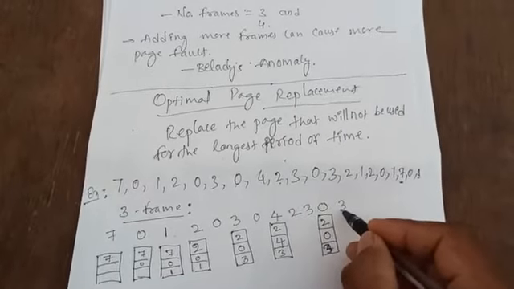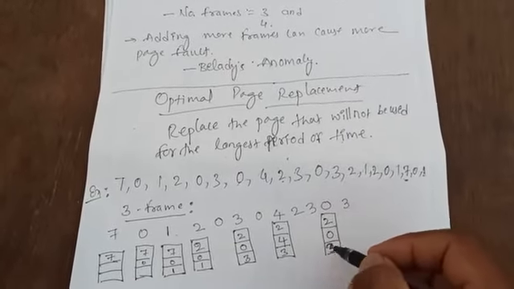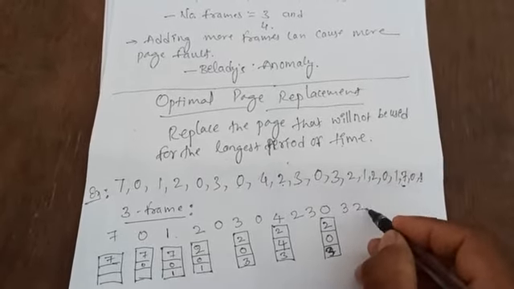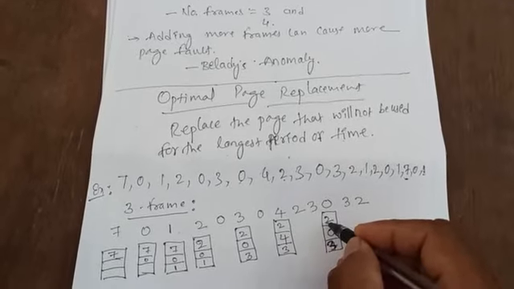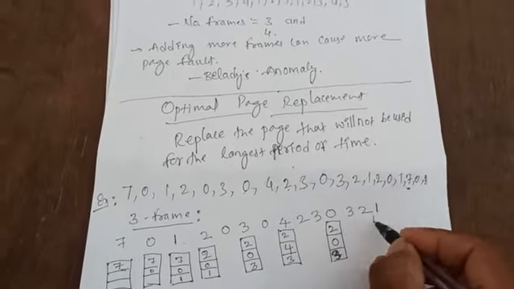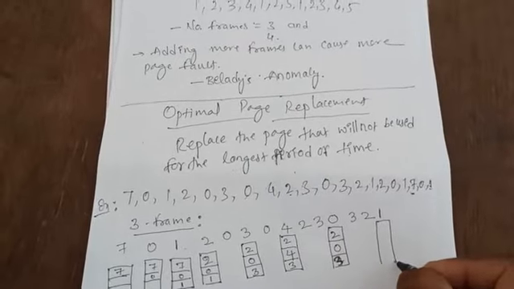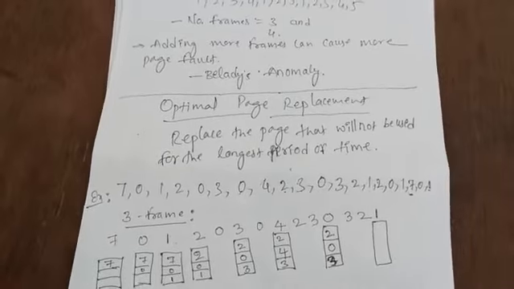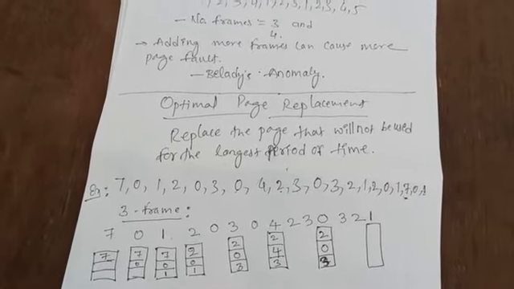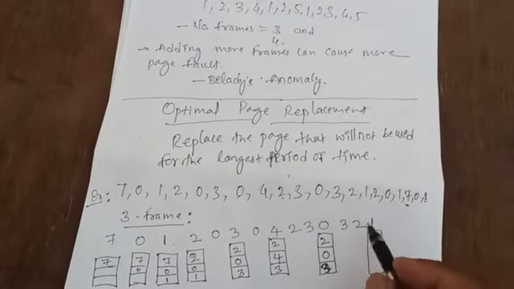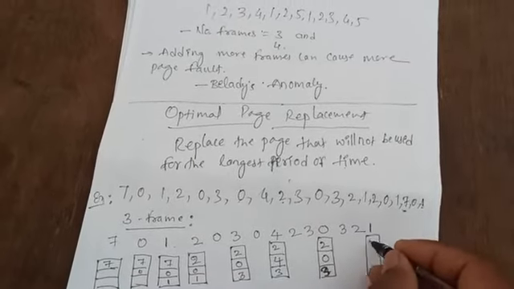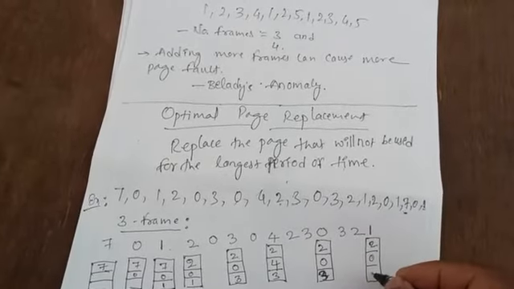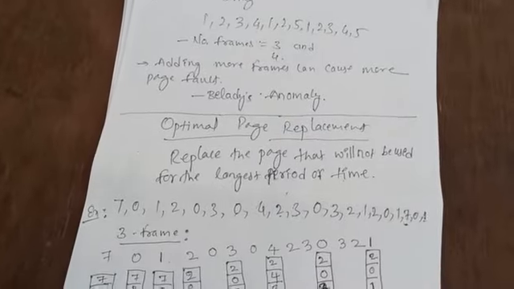Now the next sequence is 3. The page is already in the memory, so there is no page fault. Go to the next sequence, 2. It is also in the memory, so there is no page replacement. The next sequence is 1 here. In this sequence you verify which page is not used for the longest time. Now which page are we replacing here? 2 is also required, 0 is also used in the future, and 3 is not used in the future. Now 3 is replaced with page 1.